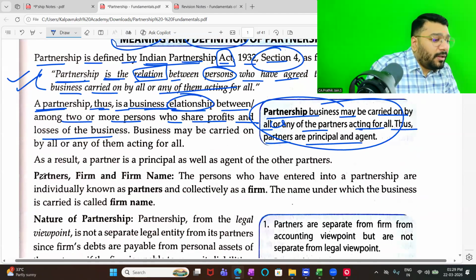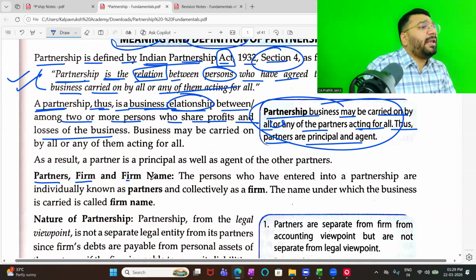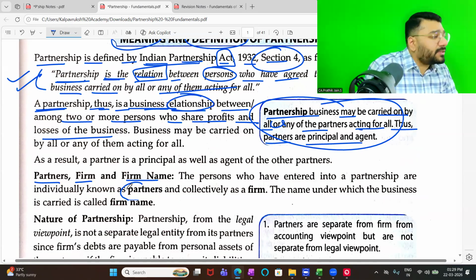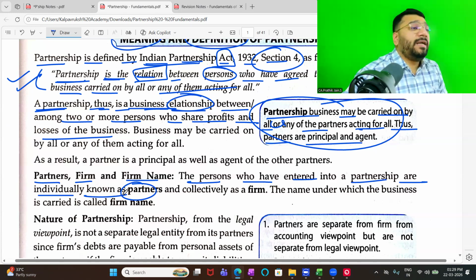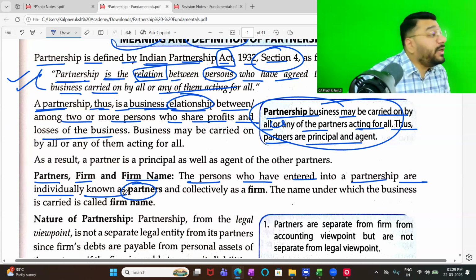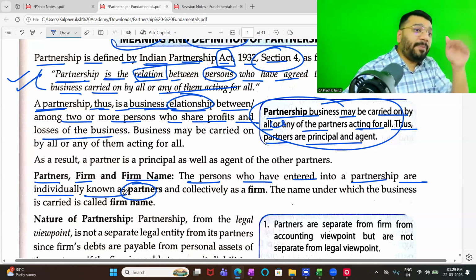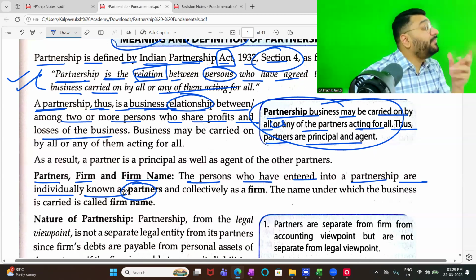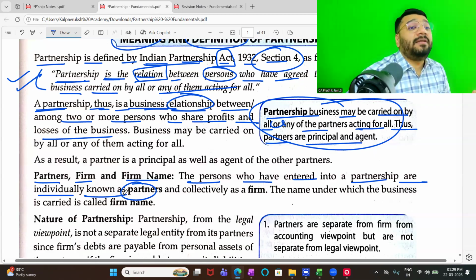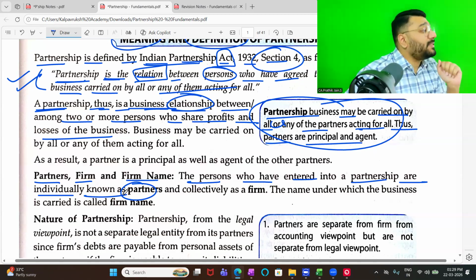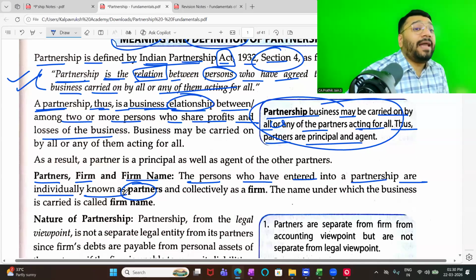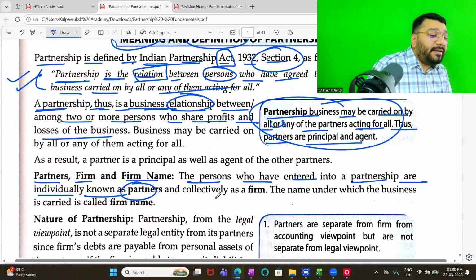Partners, firm and firm name. In this paragraph, we are going to learn the meaning of partners. The persons who have entered into partnership business are individually called partners. In the sole proprietorship business, the single person who did the business, we called him the owner. Here also, these people are owners, but the law says let's give a different name, and we call them partners. So partners are owners. In partnership business, the owners who run the business are technically called partners.